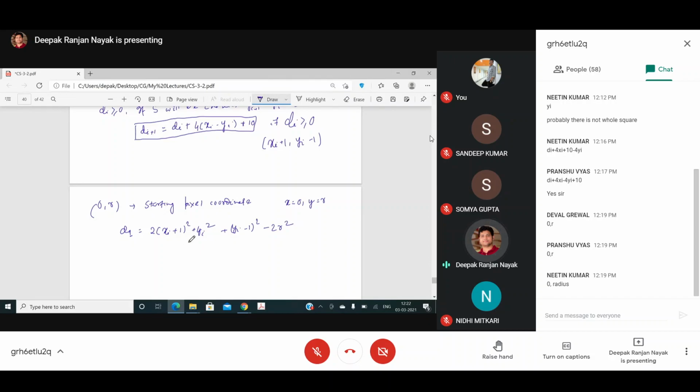Now put the values of x and y here, right? Put the values of x and y and tell me the final equation for D1. Calculate it quickly and tell me. Then we'll solve the problem.